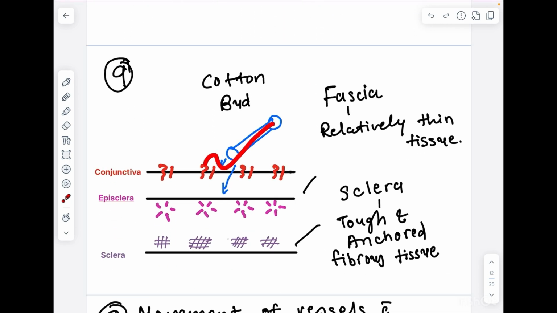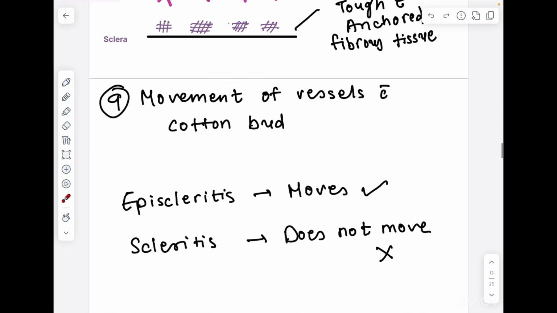We apply this cotton bud and move the conjunctiva. The vessel will also move along with that. Because this episclera is a fascia, a relatively thin tissue, it can get dragged with the cotton bud, while sclera is a tough and anchored fibrous tissue. So for the movement of vessels with cotton bud application, episcleritis moves, scleritis does not move.